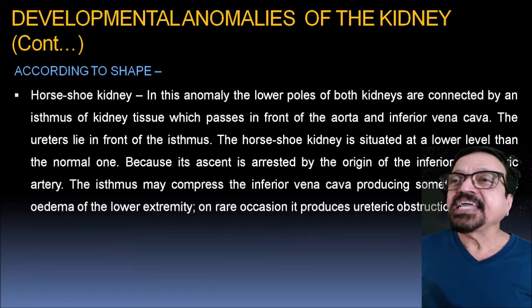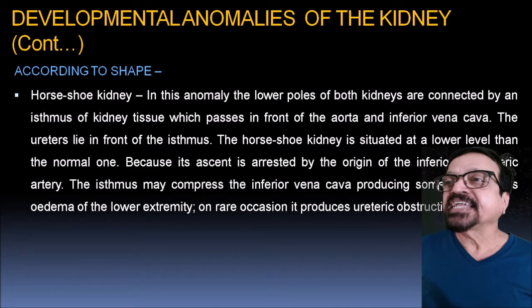In this anomaly, the lower poles of both kidneys are connected by an isthmus of kidney tissue which passes in front of the aorta. So I repeat again, which passes in front of the aorta. So it is anterior to the aorta and inferior vena cava. The ureter lies in front of the isthmus.